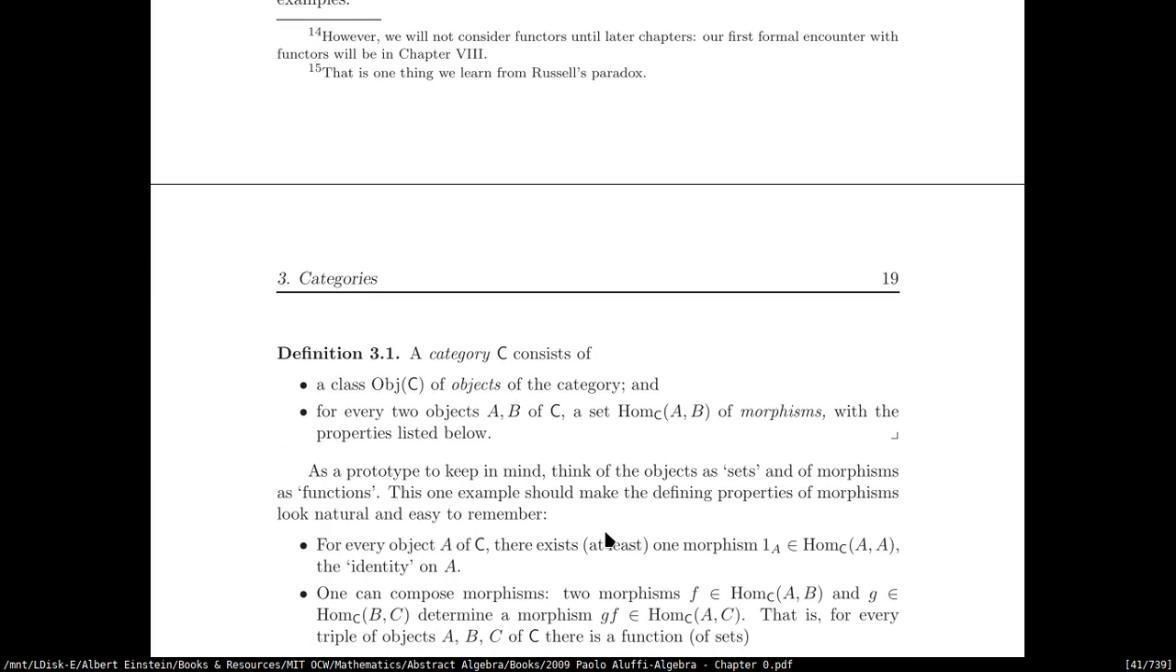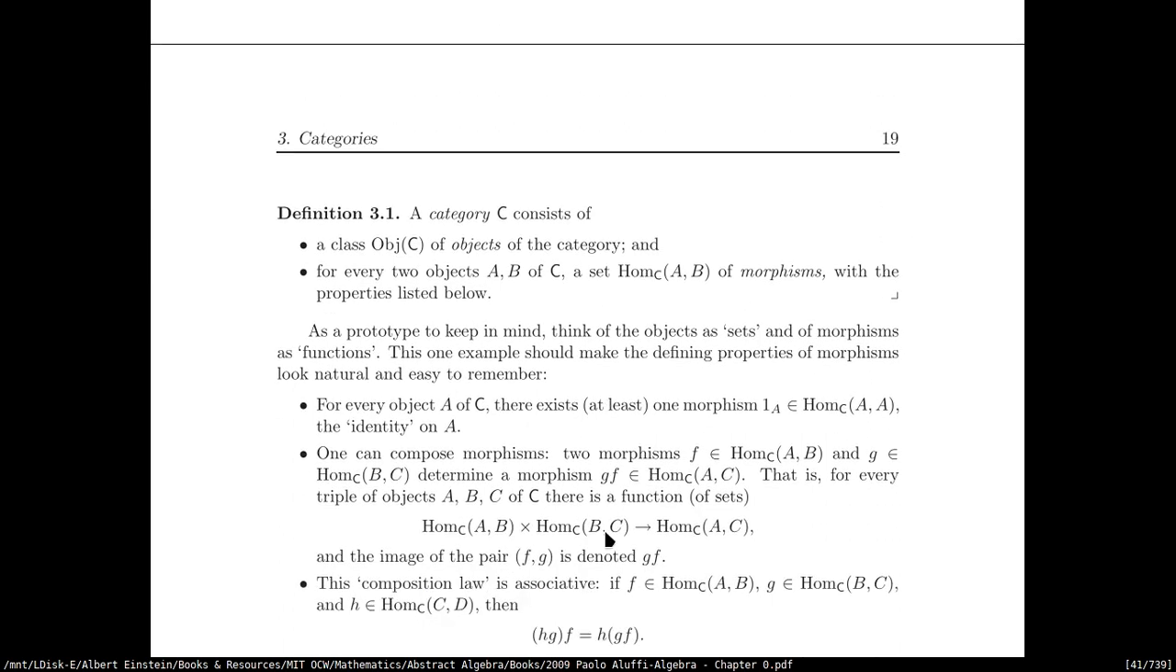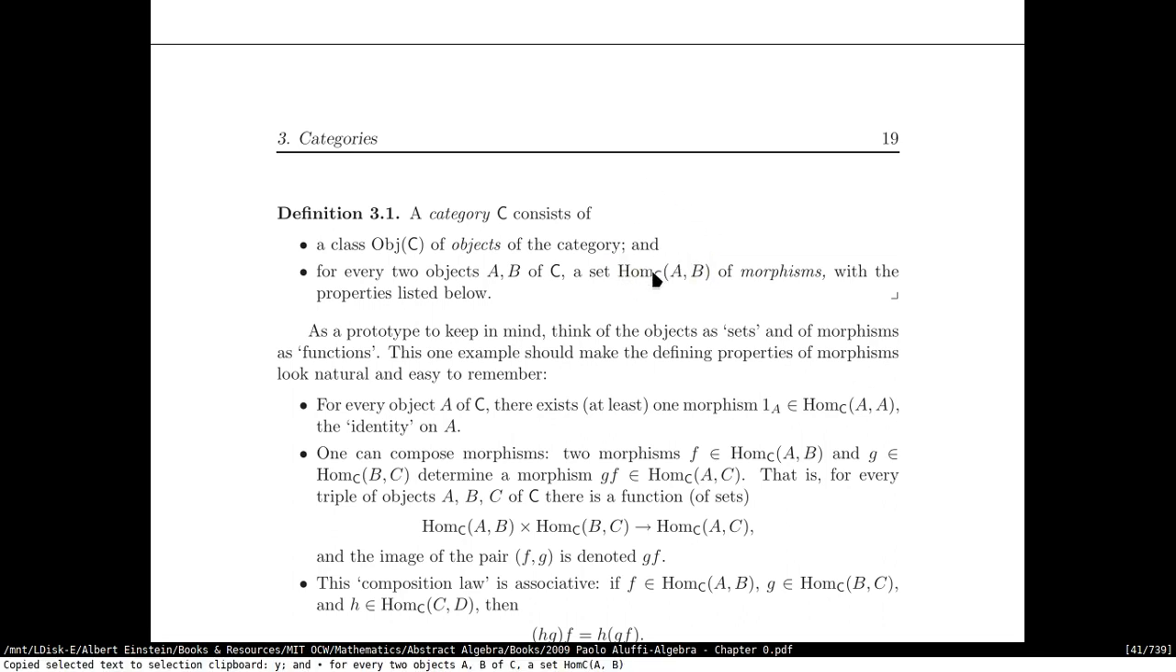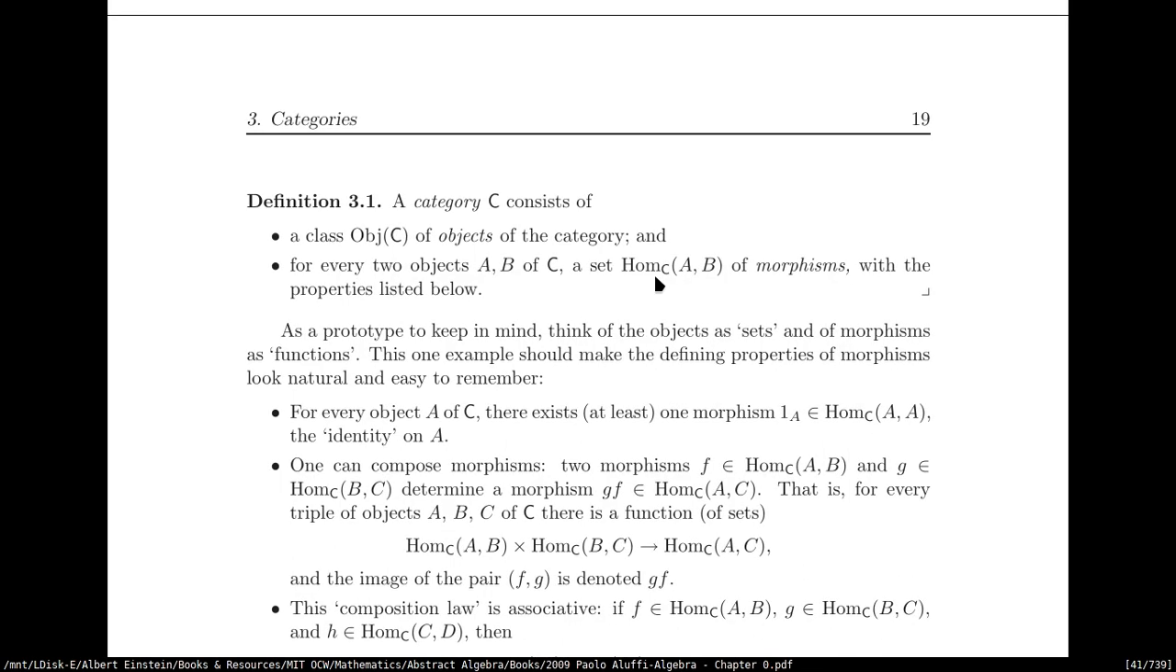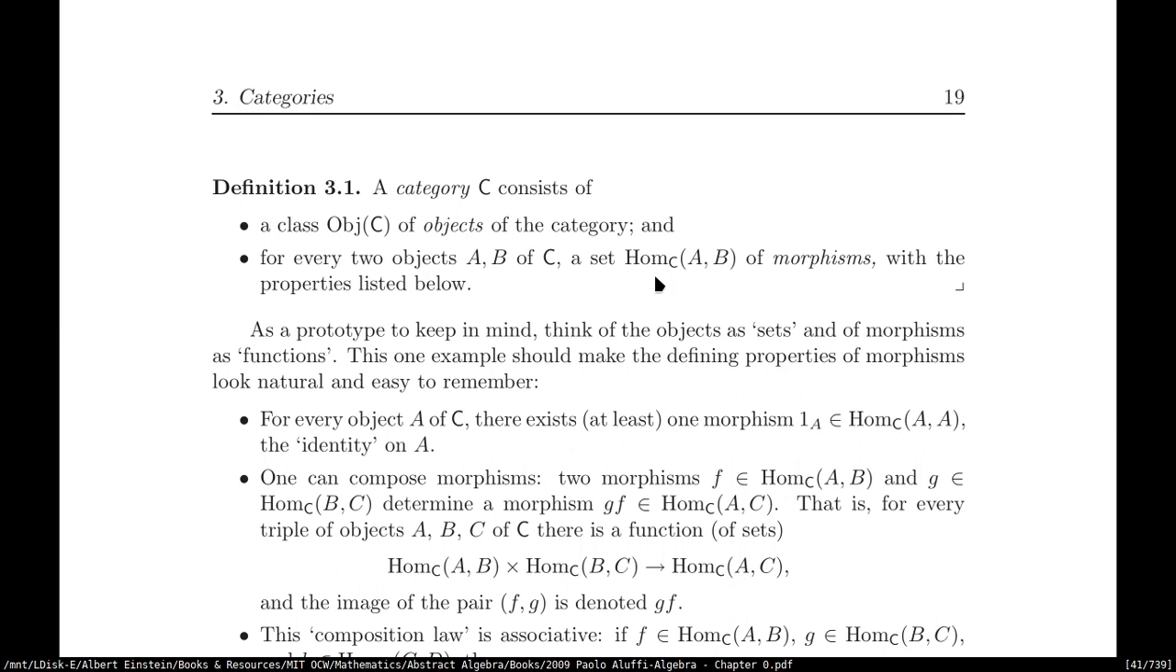A category has a class of objects which are in the category, and for any two objects you have a set that comprises all the functions that you can have between the two objects. So these two objects A and B have all the morphisms between them in the set Hom_C(A, B) under the category C. The crucial thing to note is that the objects themselves don't necessarily matter as much as the morphisms between them.